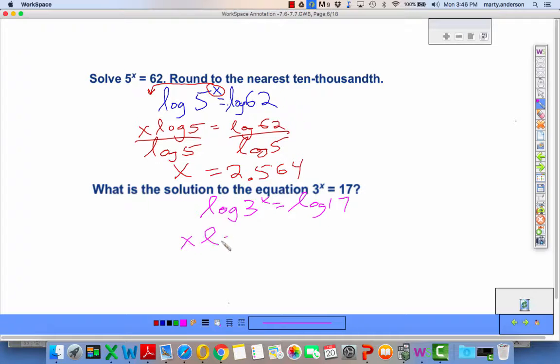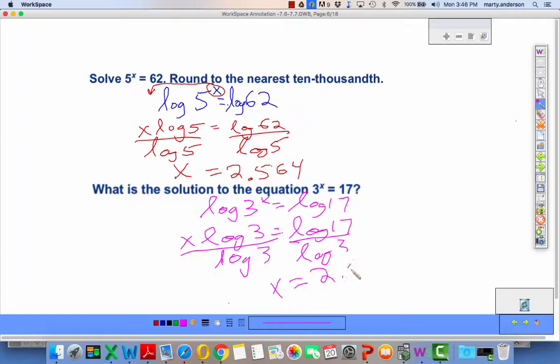Swing the x out front. Log 3 is just a number. It's a number that our calculator finds. It's the number that we raise 10 to. Divide by log 3, divide by log 3. x equals whatever log 17 divided by log 3 is. I get approximately 2.579. 3 squared is 9, 3 cubed is 27. It should make sense that 3 to the 2.579 is going to be 17.